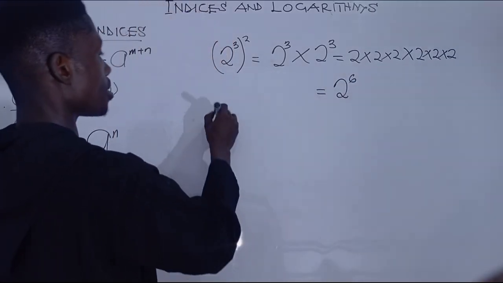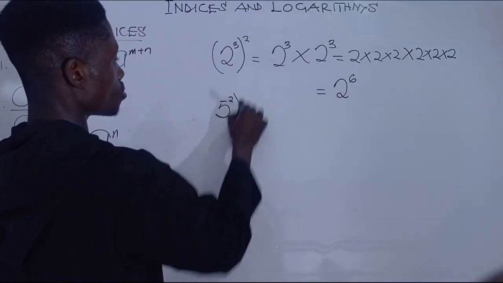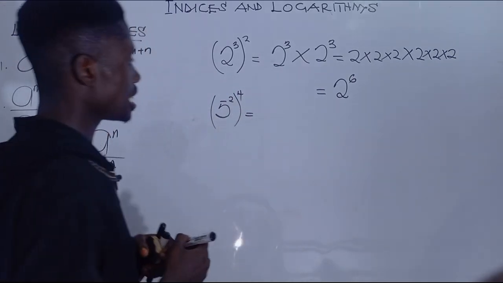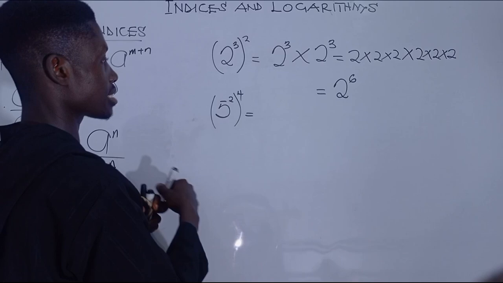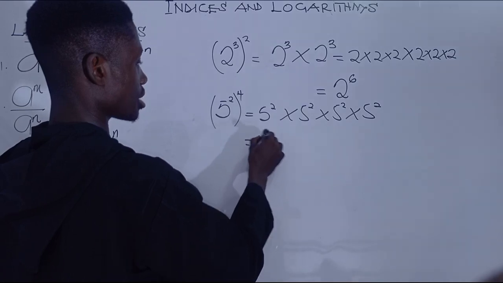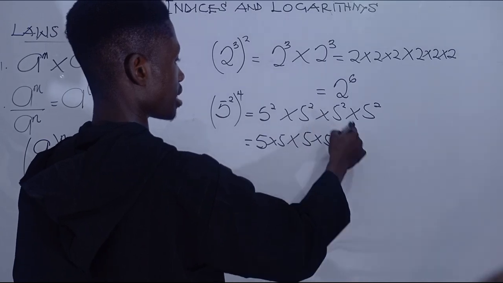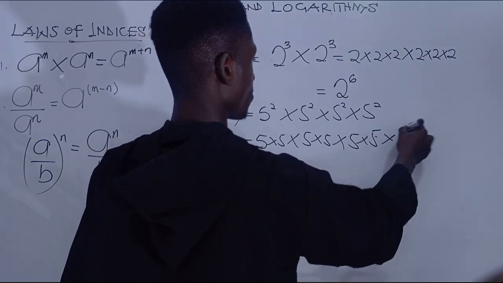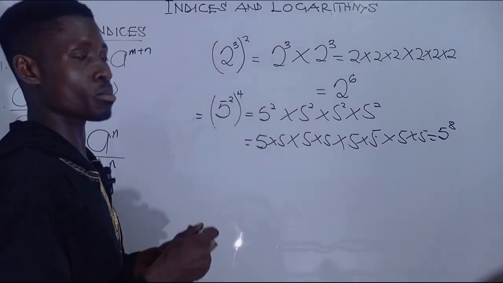Let's take another example. When you have, let's say, 5 raised to the power 2 and then all raised to the power 4, this means that we are going to have 4 groups of 5 raised to the power 2. So we can write this as 5 raised to the power 2 four times, and we know that each of these can be written as 5 times 5.